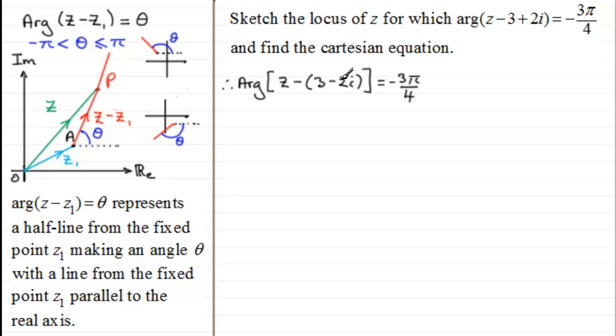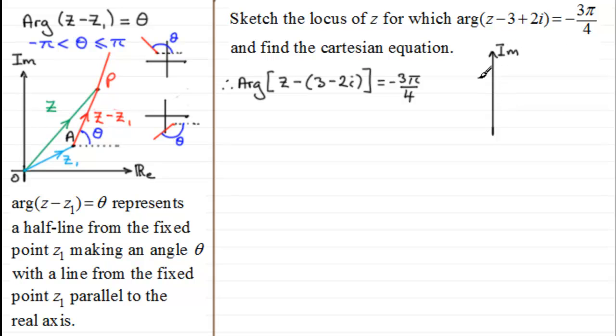So we've got a point on the Argand diagram with coordinates 3, -2. And we've got a half line going at an angle of -3π/4 to the positive real axis. So what that looks like, if we were to sketch it, let's put our imaginary axis up through here. Just label that imaginary axis, Im.